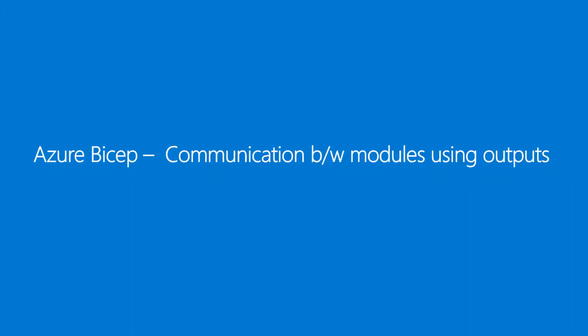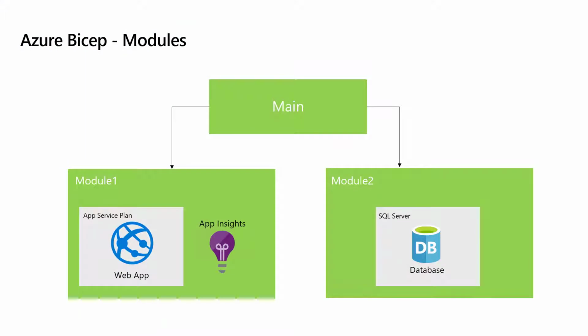Today we are going to learn how communication can happen between modules using a new concept called outputs. So far, we have two modules which are being called by main. The first module creates an app service plan, an app service web app, and app insights. Module 1 creates three services, and module 2 creates two services, SQL Server and a SQL database.